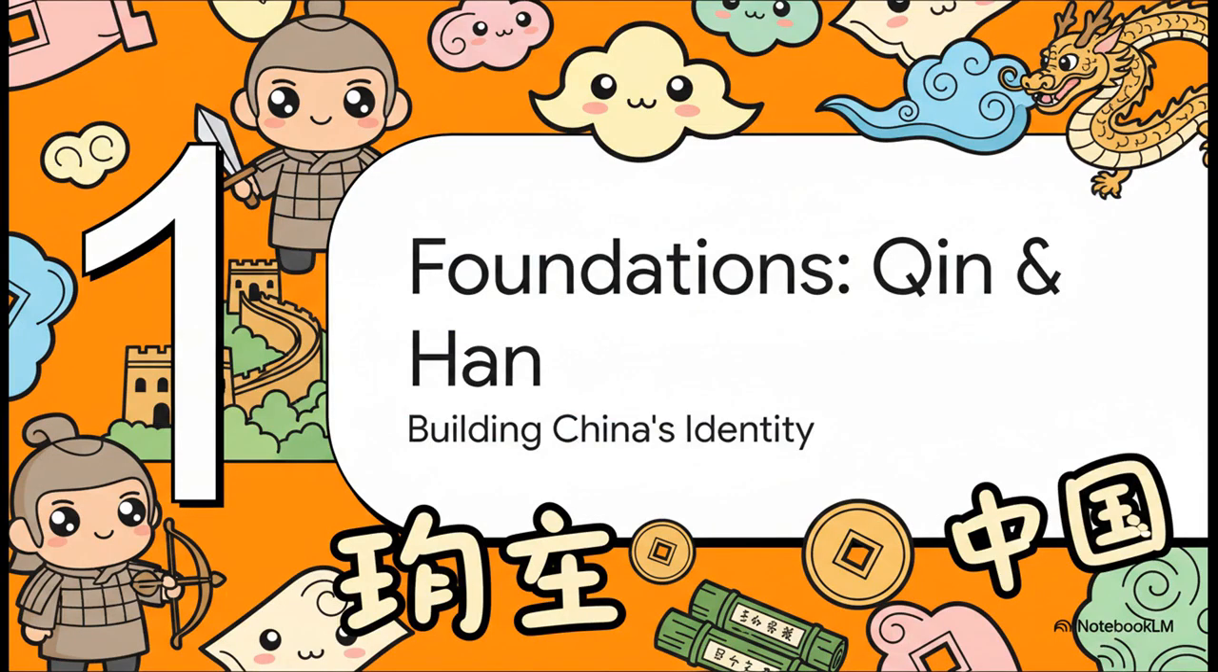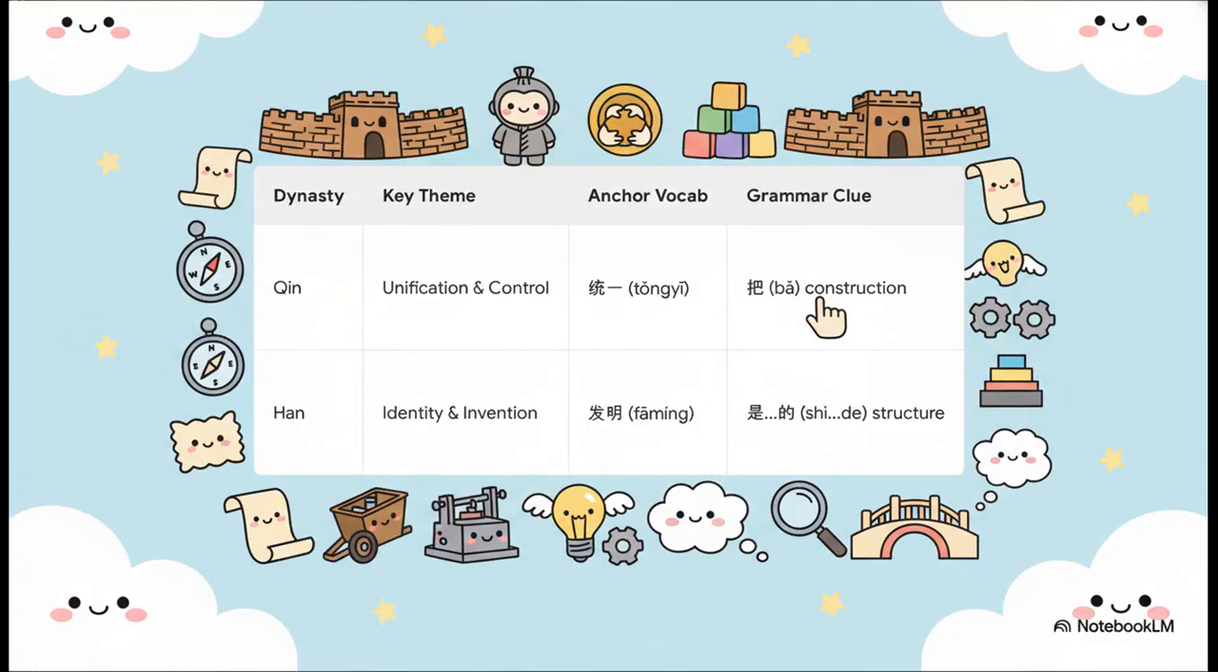Our first stop is all about the foundations, the Qin and the Han dynasties. I mean, these are the eras that literally built the China we know today. They unified the whole country and really forged its core identity. Now, this is where it gets fascinating. Each dynasty kind of has its own personality, and that personality shapes the language. Take the Qin Dynasty. It was all about unification and control, right? The key word is 统一, to unify, and that direct active control is perfectly mirrored in the Ba construction. Then you get the Han, which was more about establishing an identity, describing how things were invented. And what better grammar for that than the descriptive 是的 structure?